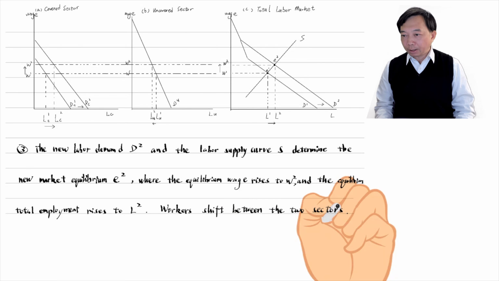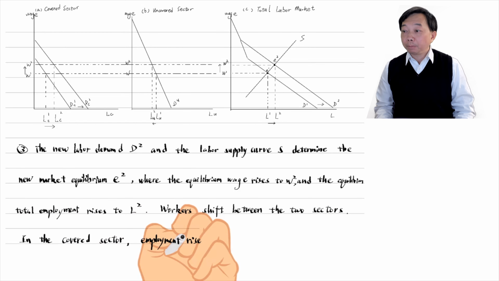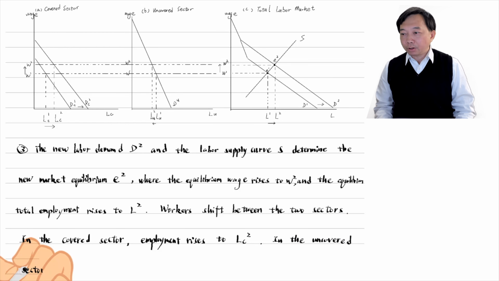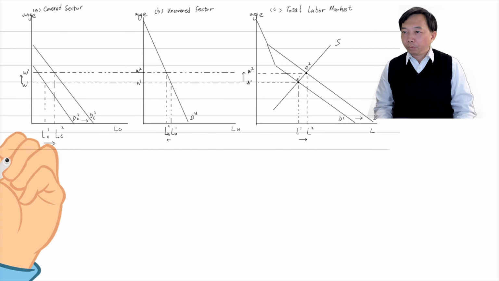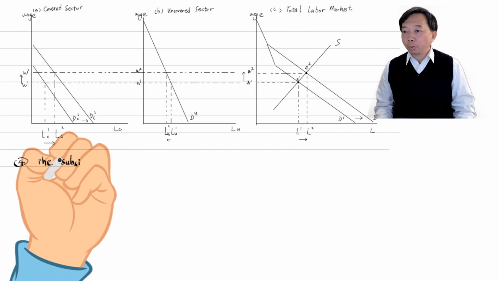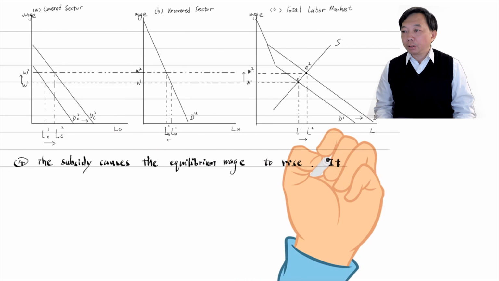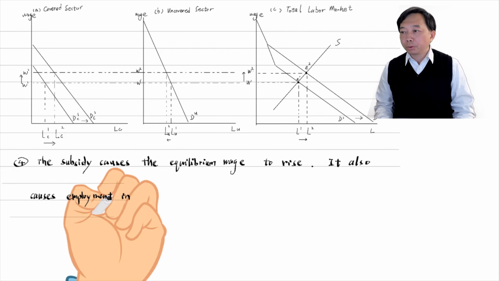Workers shift between the two sectors. In the covered sector, employment rises to LC2, mainly because of the subsidy. In the uncovered sector, employment falls to LU2 because of the higher wage. In the fourth step, we compare the equilibria. The subsidy causes the equilibrium wage to rise. It also causes employment in the covered sector and total employment to rise.